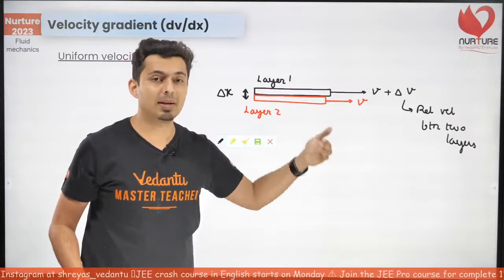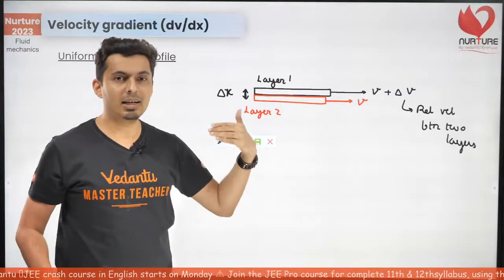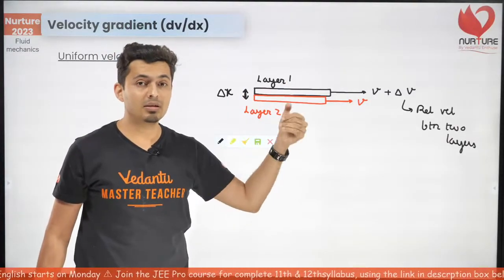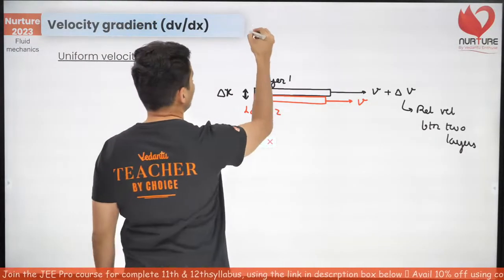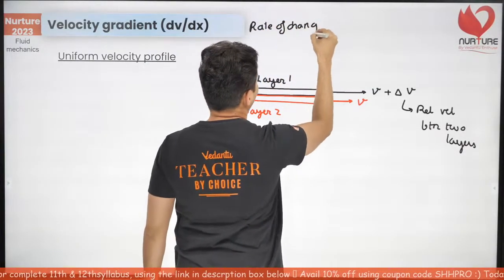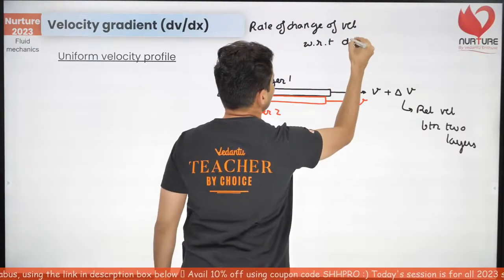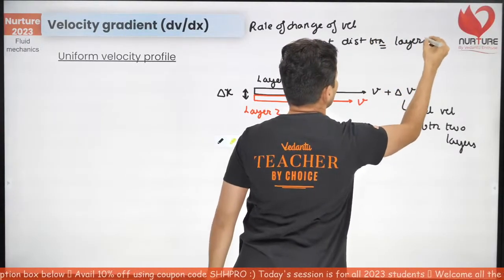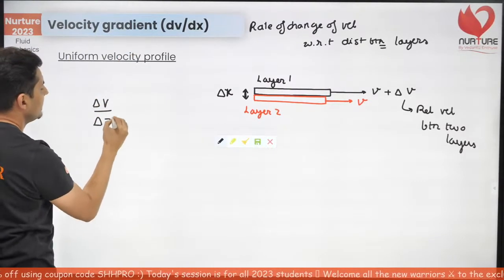When you differentiate with respect to time, it's dv by dt. Then it is called rate. Rate means derivative with respect to time. Whenever you use the word gradient, it is always differentiation with respect to distance. So velocity gradient is the rate of change of the velocity with respect to the distance between the layers. So essentially it is dv by dx, or I can just say delta v by delta x.